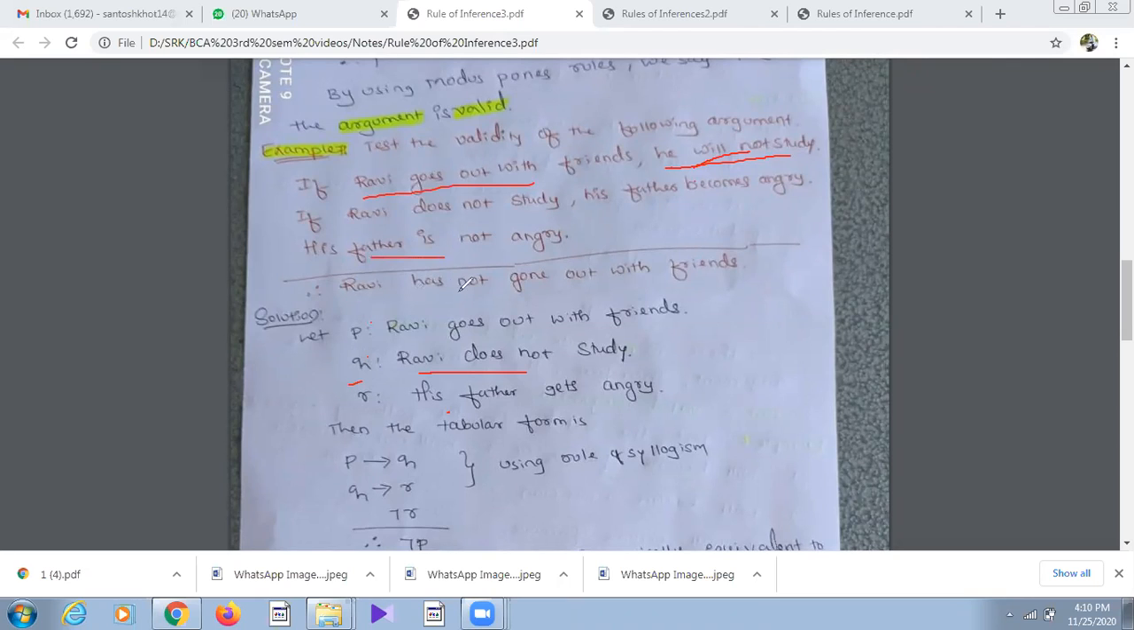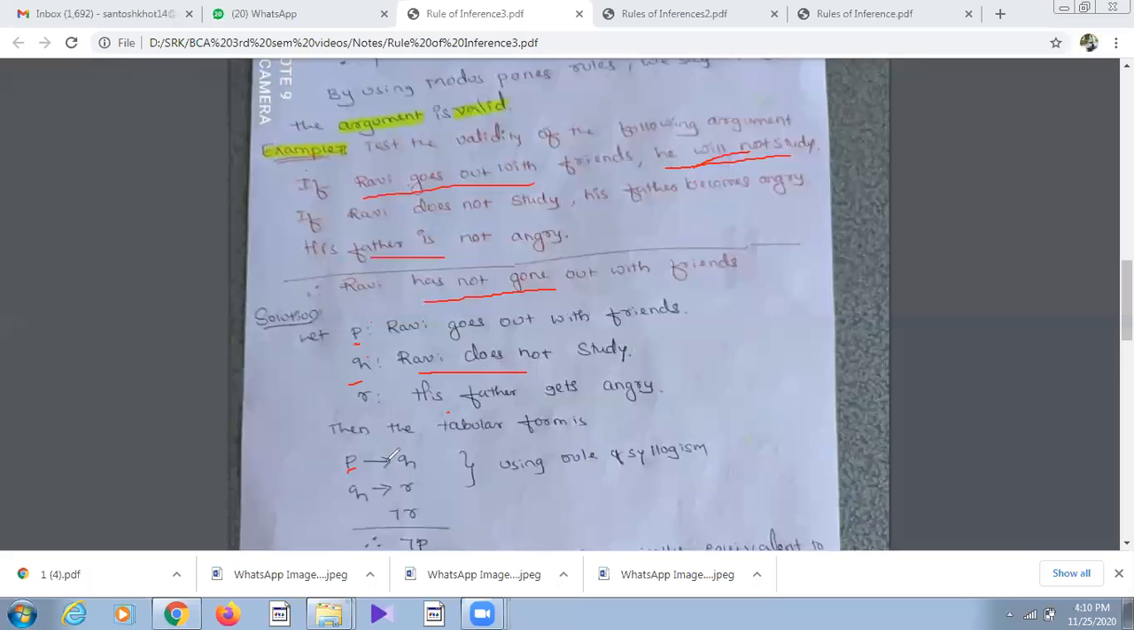And next, Ravi has not gone out with the friends, so this is the opposite of this. Ravi goes out with the friend, so that is negative, so this is the negation of this sentence. Okay, so next you have to form the tabular form by using these sentences. So if Ravi goes out with the friends, that is P.